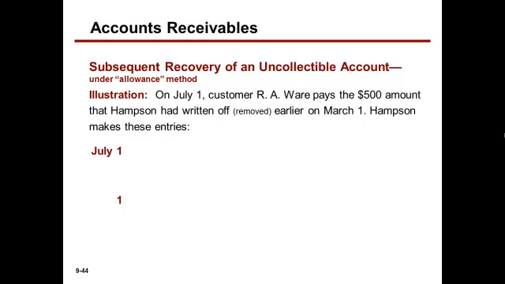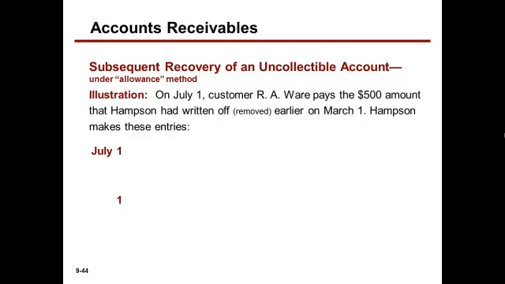Let's discuss a subsequent recovery of an uncollectible account under the allowance method. That is, we've written off the R.A. Ware customer. We thought we'd never collect from them, and all of a sudden he comes back and pays us. Well, great, we rejoice that he's paying us. What entry do we have to make?